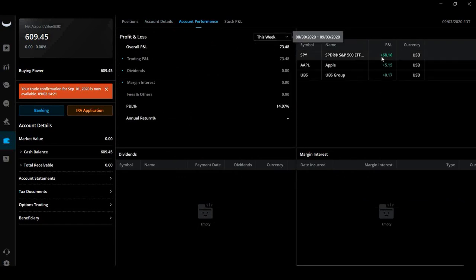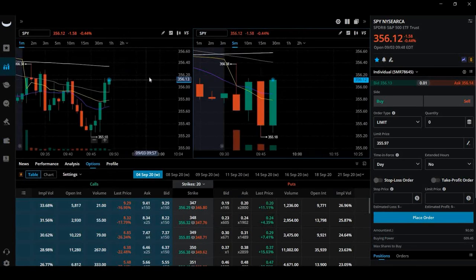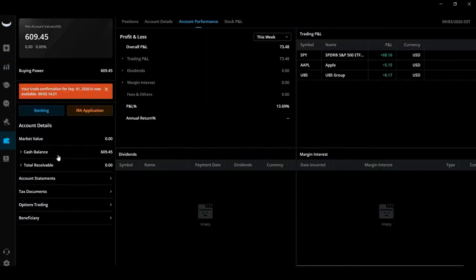So this week I'm up $73 so far. $73.48. Couple trades on the SPY, 1 trade in Apple, and UBS is that free stock I had. It's only 17 cents. So I'm not counting that. And look at this thing. So if I held all 4 contracts, but you know what? It is what it is. I took profit. I made $33, so I'm not upset.